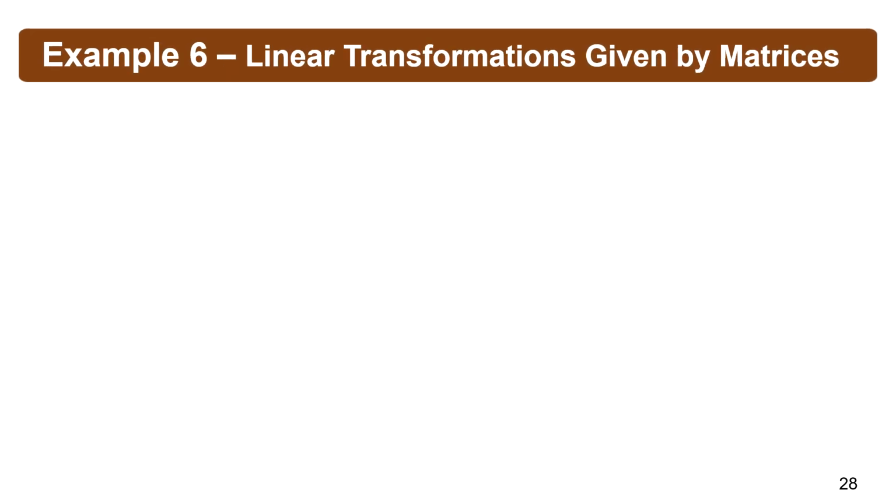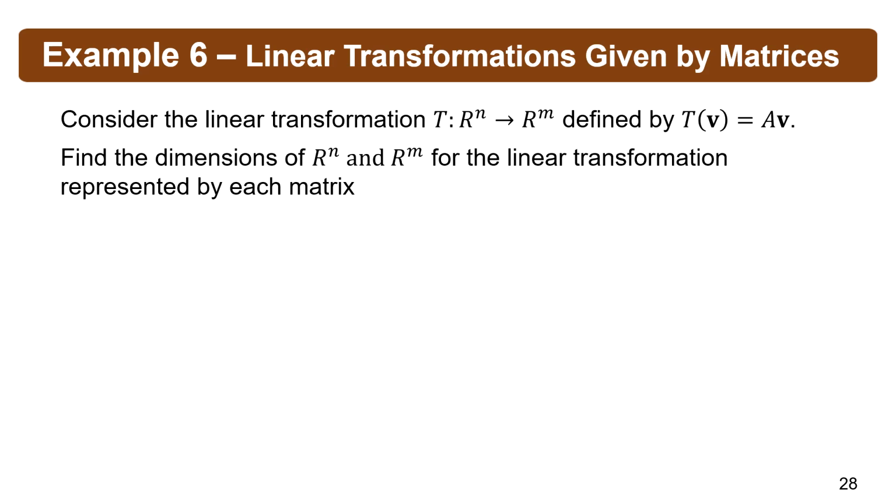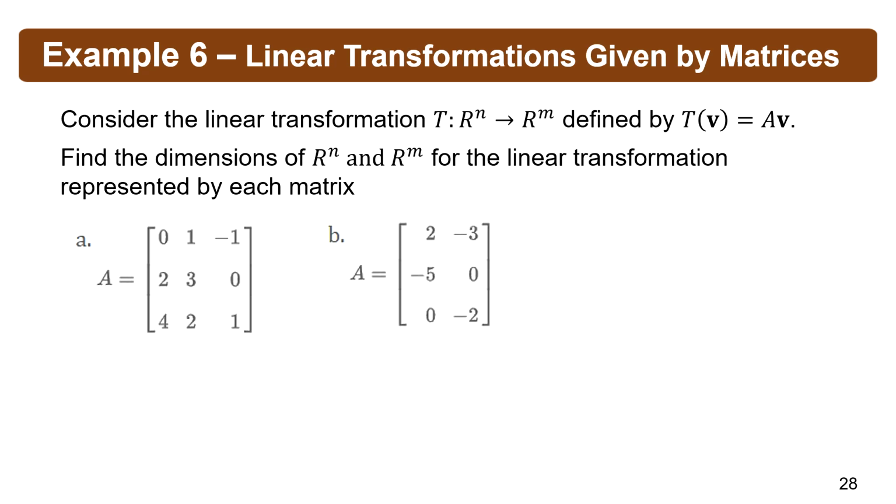So let's have an example here. Linear transformations given by matrices. So consider the linear transformation T from Rn to Rm defined by T of V equal to AV. You are asked to find the dimension of Rn and Rm for the linear transformation represented by each matrix here. So we have letter A, a 3 by 3 matrix, B is a 3 by 2 matrix, and C is a 2 by 4 matrix.